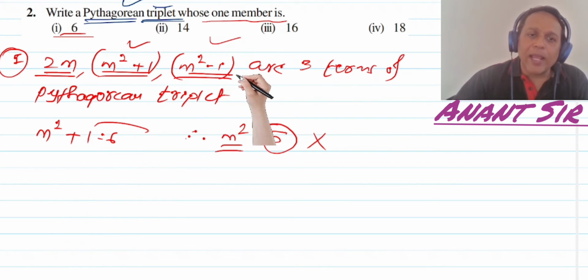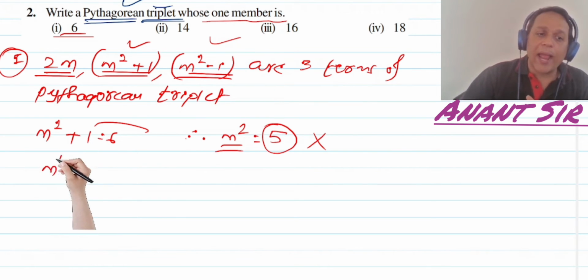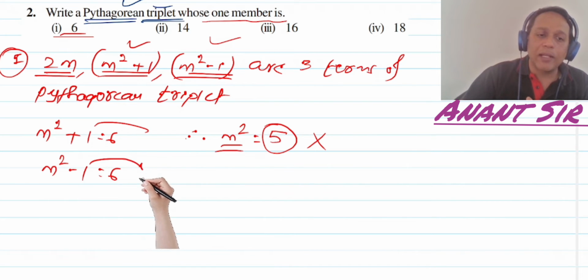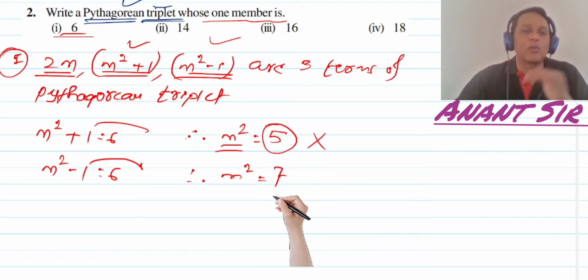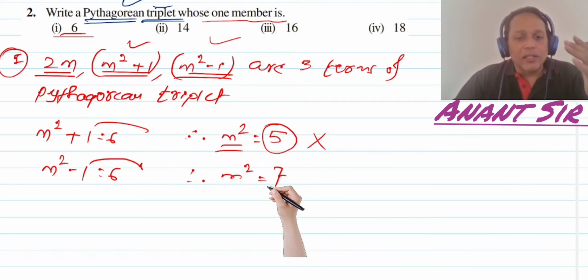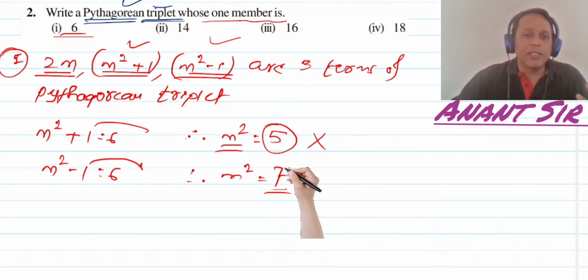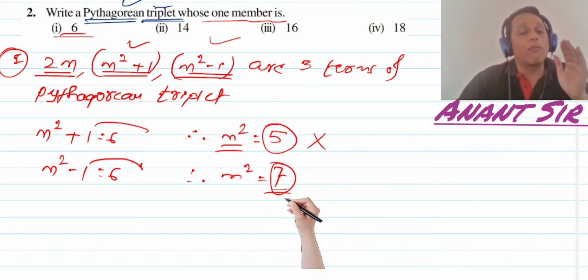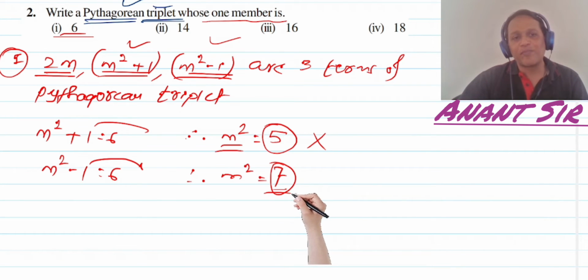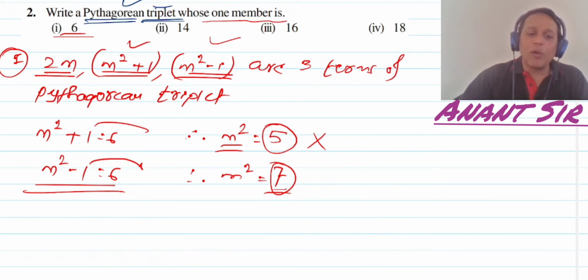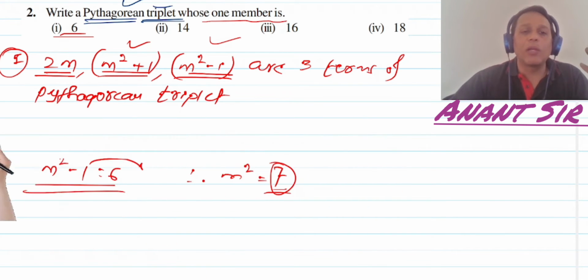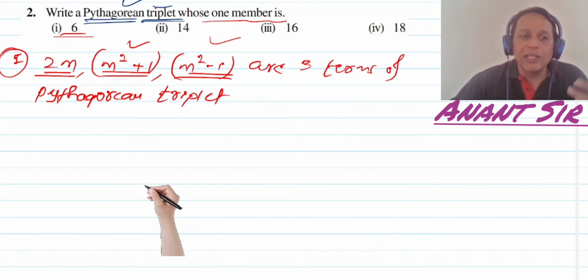If we take m square minus 1 as 6, then minus 1 will go to the other side. It will become plus 1 and it will be m square equal to 7. Again, no square is 7. That is, 7 is not a square of any integer. Okay. So we cannot take m square minus 1 also as 6. Now the only term which is left is 2m.